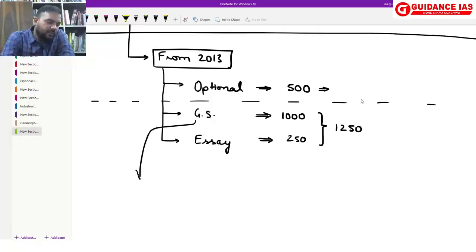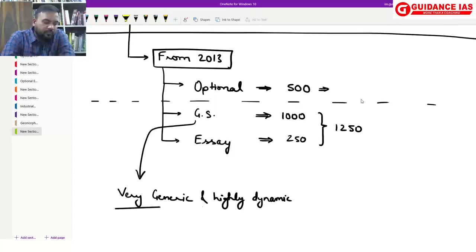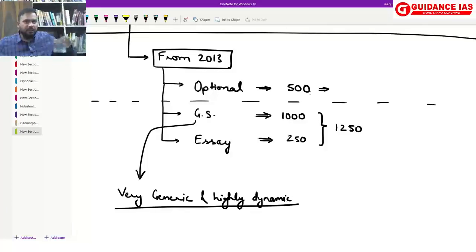What has happened in the case of GS? The GS paper is very generic and highly dynamic. And how many of you have seen this year's essay paper? Kisi ne dekha hai? The 2020 mains, which was actually conducted in January because of the COVID, January 2021. Has anyone seen the essay paper?